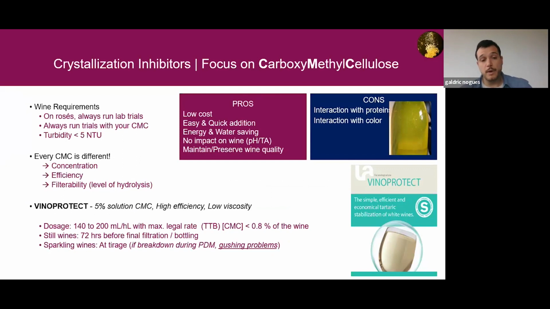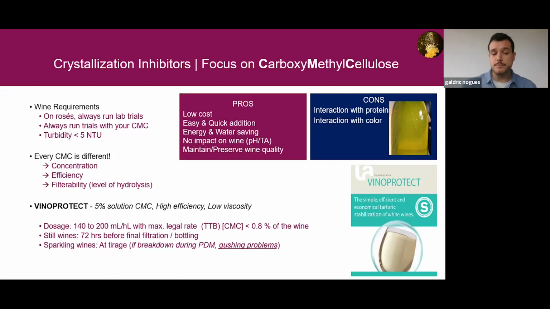for white, it's pretty easy to use. On rosé, we recommend to always run lab trials because it can react with polyphenols, tannins, and color. So when it comes to white, you can do trials, but it's not that mandatory. When it comes to the rosé, always make sure you run a trial to make sure your CMC is adapted to your wine and your wine is suitable to receive CMC.